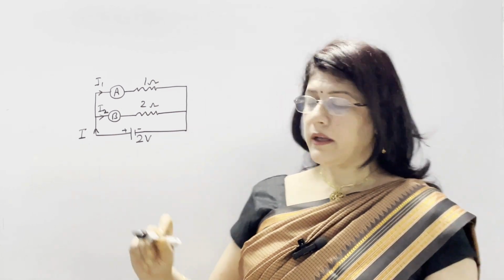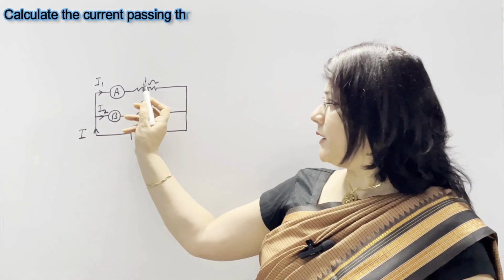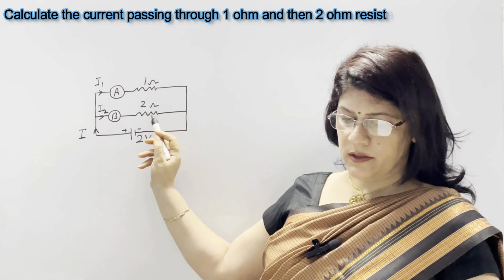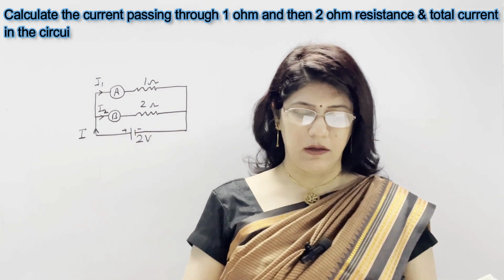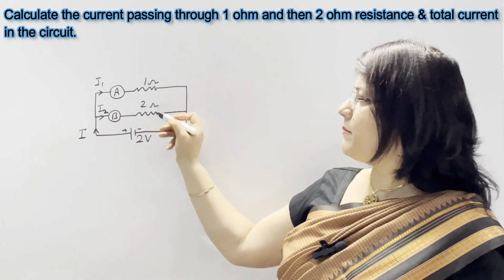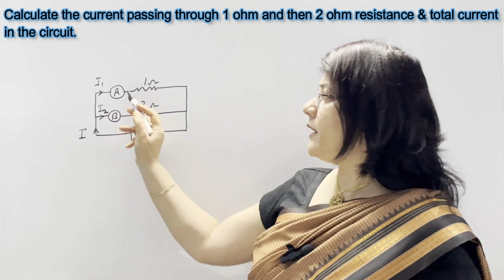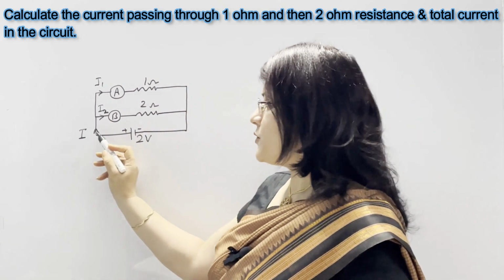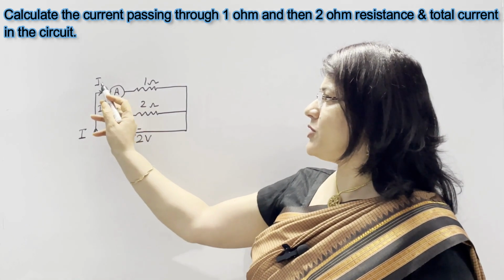In the next numerical, calculate the current passing through the 1 ohm and then the 2 ohm resistance, and the total current in the circuit. Now we know that these are in parallel combination here. So the current is divided in these parallel branches. The total current I is divided into two branches, I1 and I2 here.